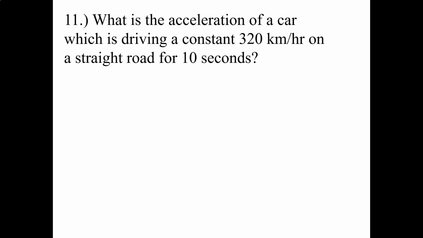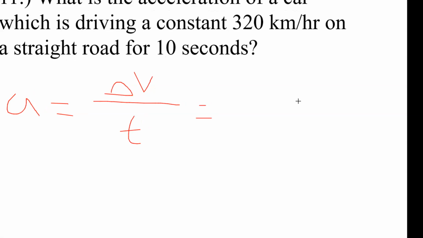Okay, let's see this last problem. What is the acceleration of a car which is driving at a constant 320 kilometers per hour on a straight road for 10 seconds? Okay, so let's look at what we got. We've got a car, it's moving at a constant 320, and we're looking for the acceleration. So I'm going to use the form acceleration equals delta v over t. So t is easy, that's 10 seconds.